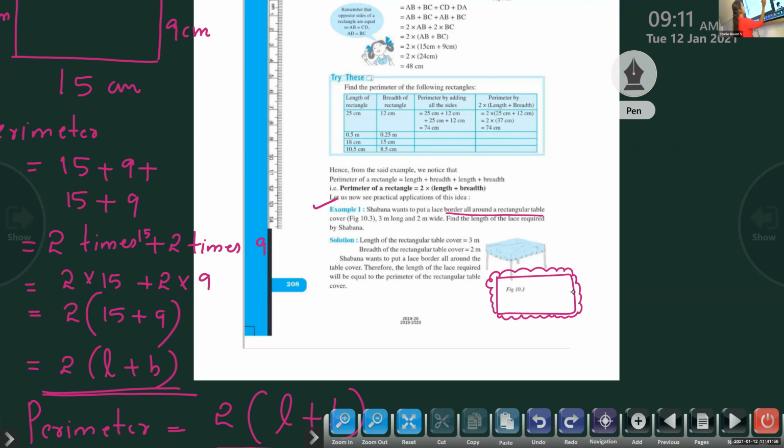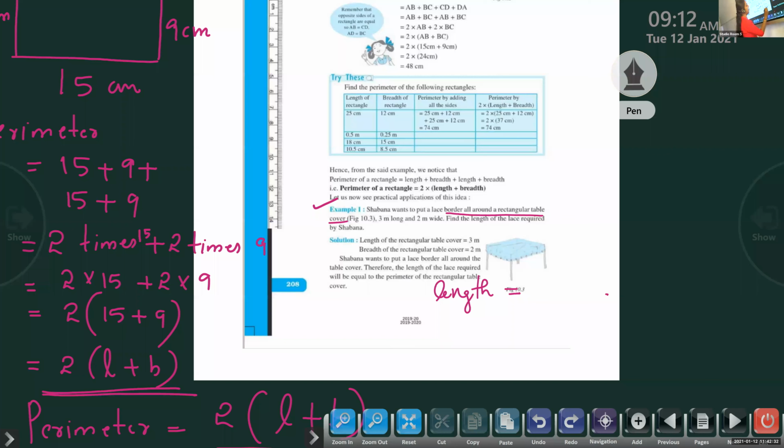The table cover's length is the length. When you get a question, you have to write like this. Length equal to, the given things you have to list first. Clear? Given data, you have to list out. So what is the length of the table cover? 3 meters. And breadth? 2 meters. Breadth equal to 2 meters. And what is our formula? Perimeter equal to? 2 into L plus B.